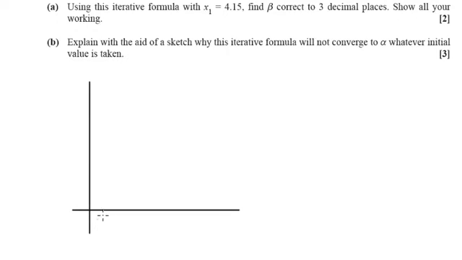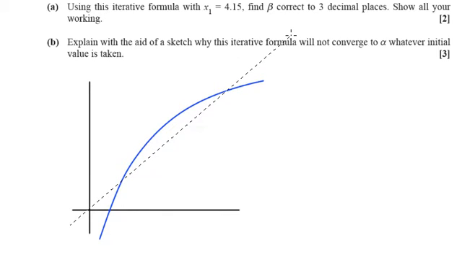So in a natural log of x graph, because I want to make it intersect the y equals x line as well. There we go. So there's my 2 points of intersection, alpha and beta. And the problem is that the gradient is too steep here. That's what's going to happen.